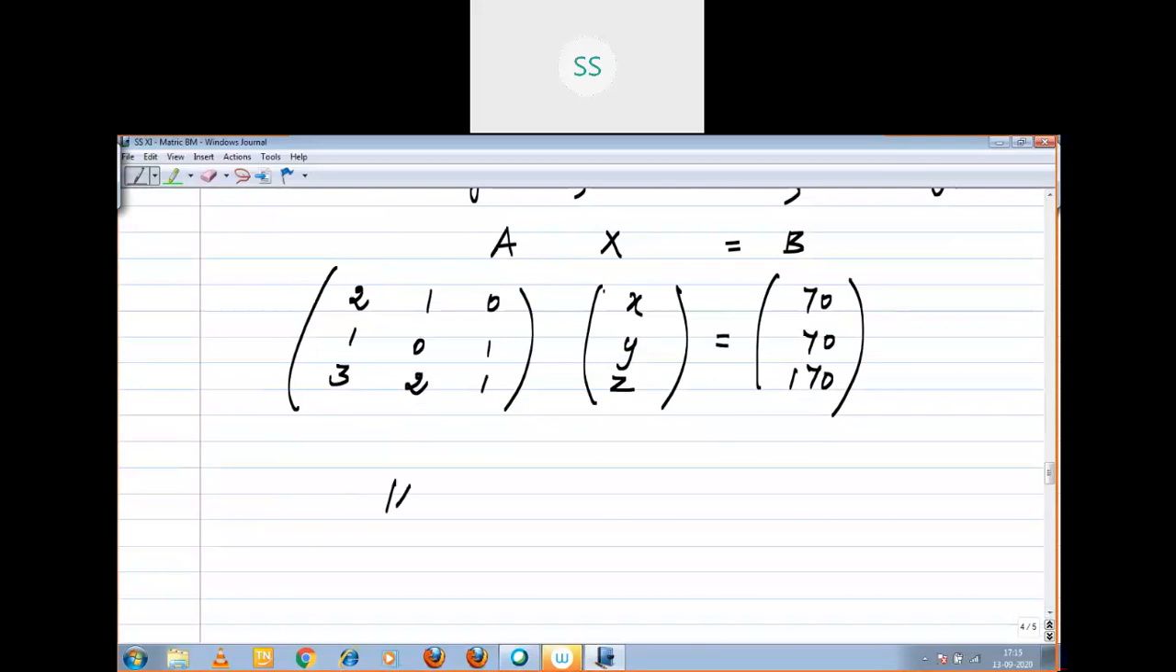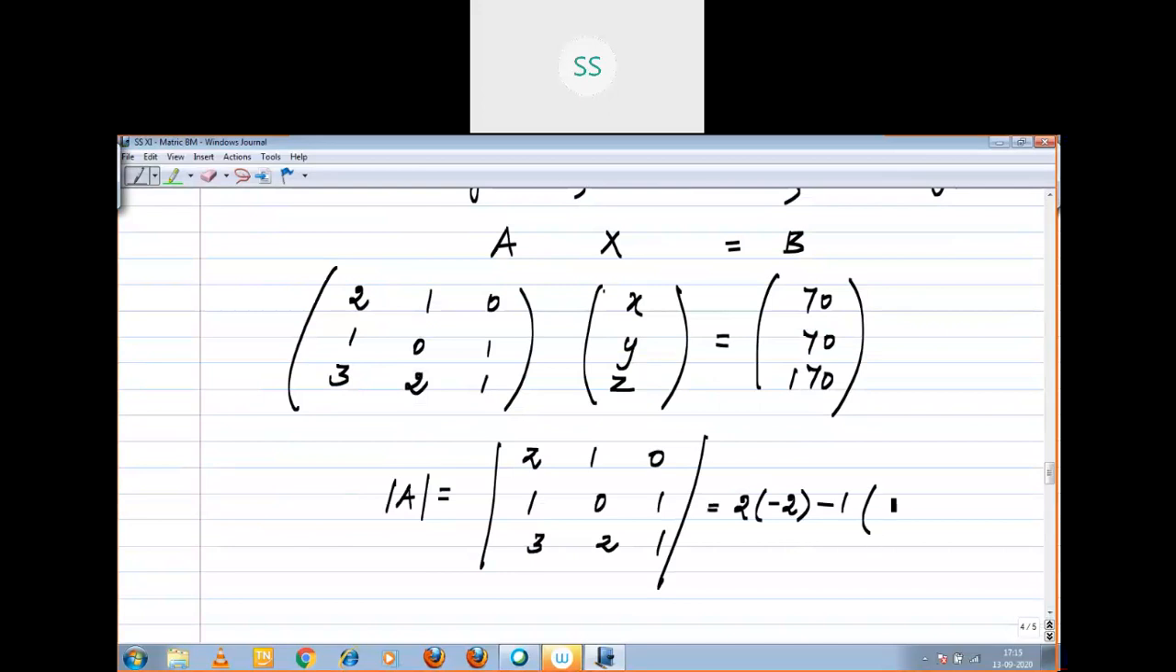Now you want to find the determinant of A. Determinant A equals the determinant of 2, 1, 0, 1, 0, 1, 3, 2, 1, which equals 2 into minus 2, minus 1 into 1 minus 3, plus 0 into 2, which is equal to minus 4 minus 2 plus 2, which is equal to minus 2, not equal to 0. So A inverse exists. Did you understand, children?